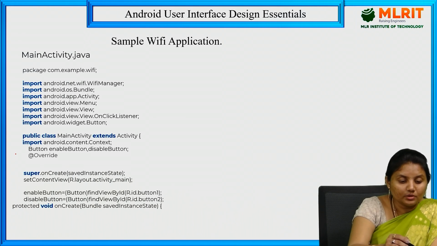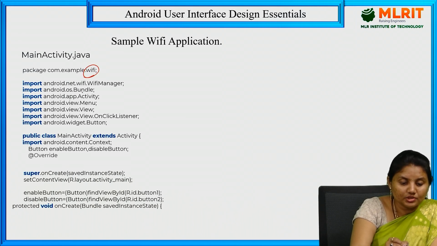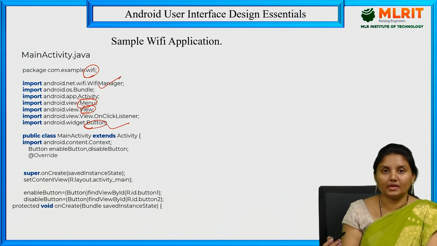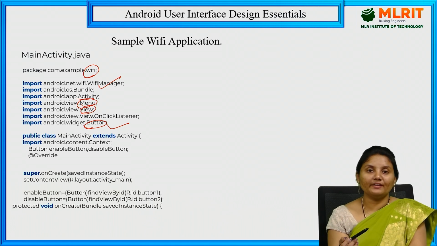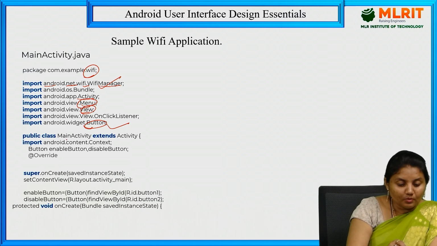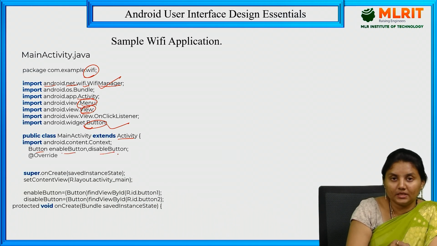Next, whatever design we have done in the sample Wi-Fi application, you have to extract it into your Java code. Here we take the package, activity, and the Android view menu and view. In view we have used only buttons and the Wi-Fi manager, so these are mandatory. We need to use the Wi-Fi manager, so we import the android.net.wifi.WifiManager library. Now MainActivity extends Activity. Here we declare an enable button and a disable button, the two names we have taken for the two buttons.